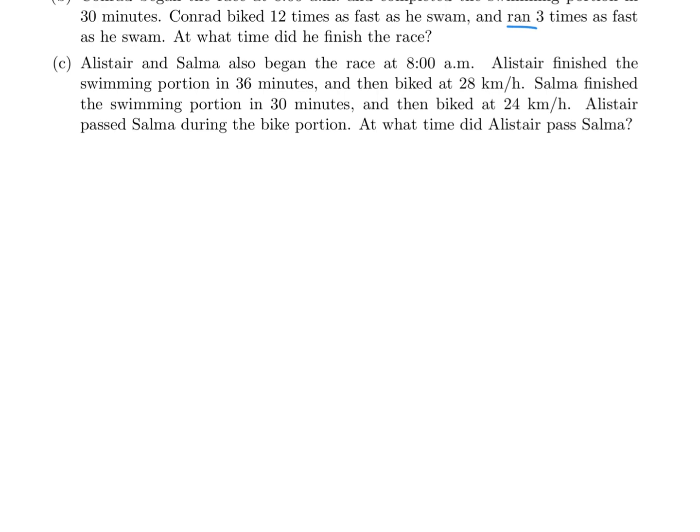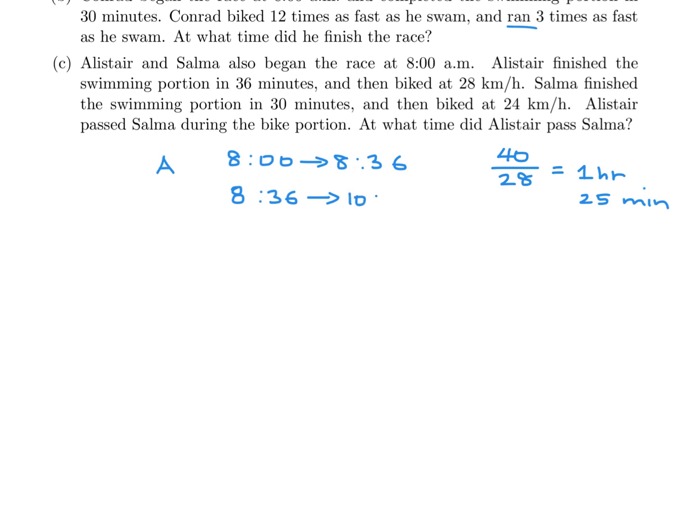Okay, so let's first write this down. So it's 8 to 8:36 for Alistair, I believe. And then 8:36 and then onward. Well, let's see here, 28 kilometers an hour, and the bike is 40, right? 40 kilometers. So if you convert it to minutes, it's 1 hour, 25 minutes approximately. I think probably a little bit more than that, but let's just keep it at that for now. So that's going to be 10:01, I believe.